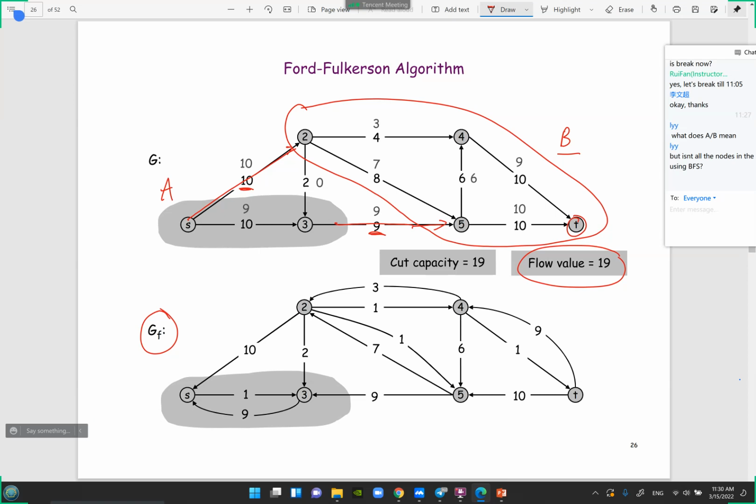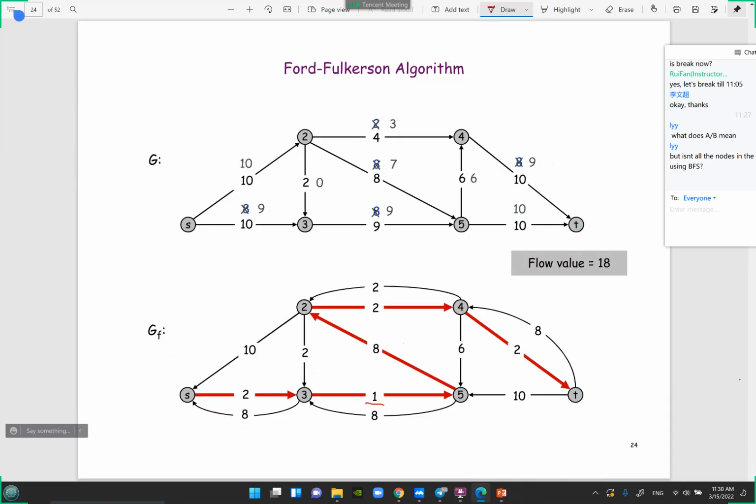Okay, so that's why A only has S and 3 in it. Okay, all right, now going back to how you find these residual paths, augmenting paths, okay? What you do is you look in this residual graph, right? And then you do, let's say, a BFS or DFS or anything you want, okay?